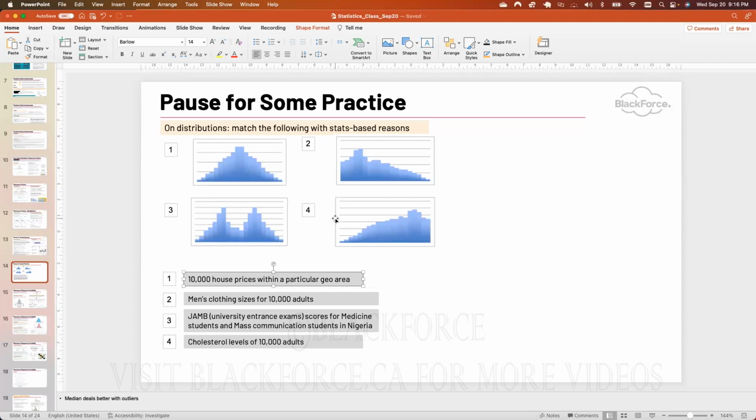So I hope with this section we're able to train ourselves to think about the data. Really, really important.